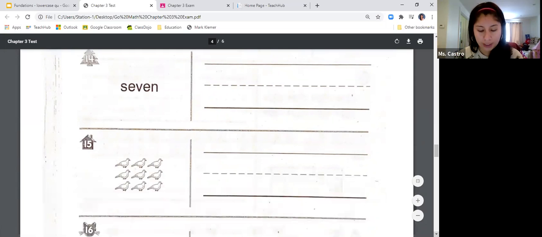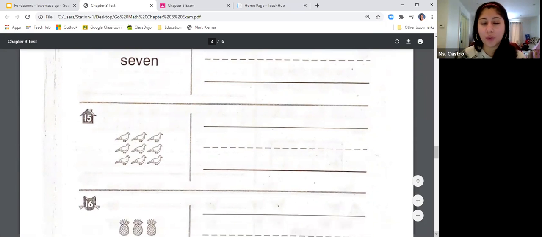Number 15. Count how many birds. Write the number. So again, because of the way the birds are displayed, the best strategy is to count and label with your pencil the number of birds that you see there. Once you finish counting and labeling, you'll write the number on the line.